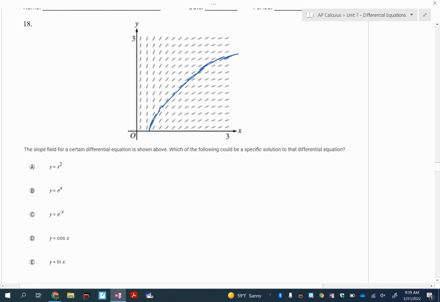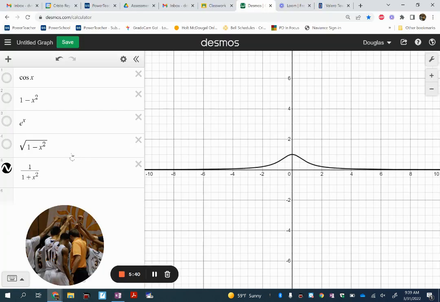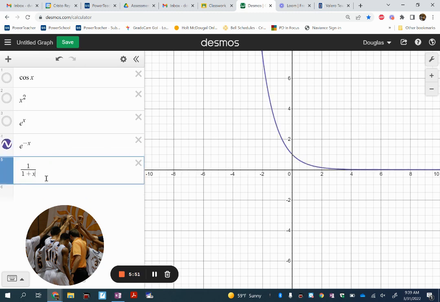Again, I know what x squared looks like, so I know it's not going to be that one. I just graphed e to the power of x. It's not going to be that one. And we'll go through, it's not cosine, we know that one. So really it's coming down to this e to the negative x or the natural log function. So let me put these in. I'll just keep them all since we're here. This is e to the power of negative x and then the natural log of x.